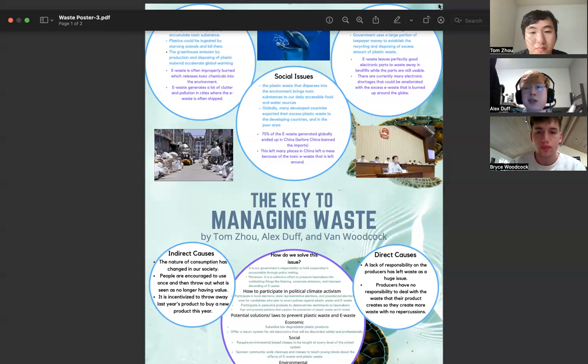So basically, a lot of e-waste is also really improperly burned. So that releases a lot of toxic chemicals into the environment, and that usually kills plants or animals and oftentimes humans. And then there's also just a lot of clutter that is generated and pollution from the e-waste, and having e-waste in the environment is not very good.